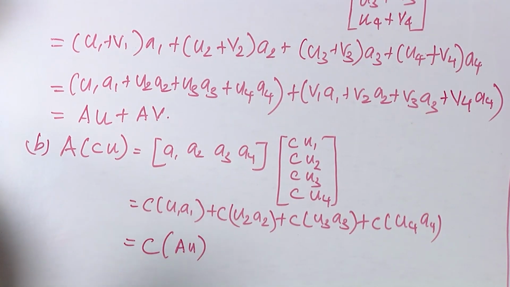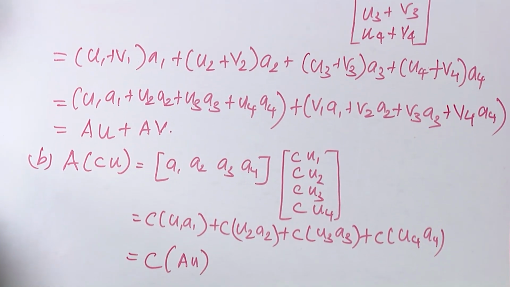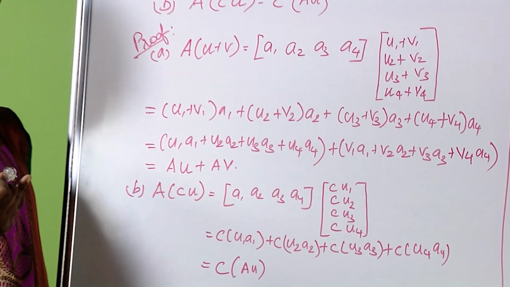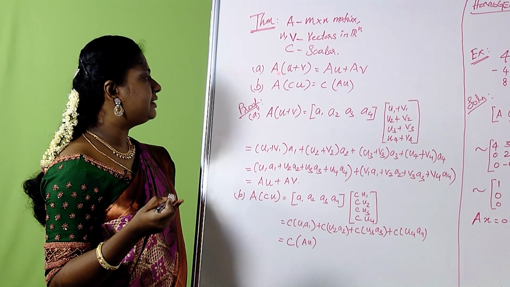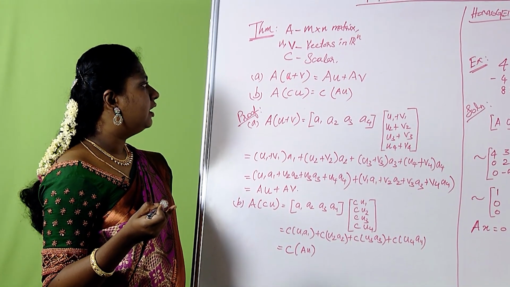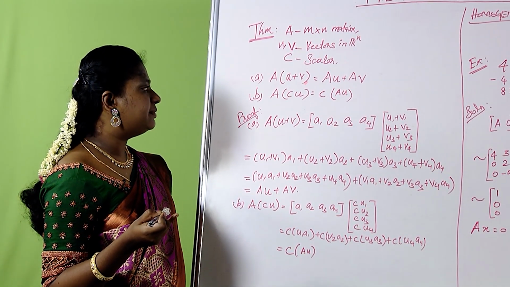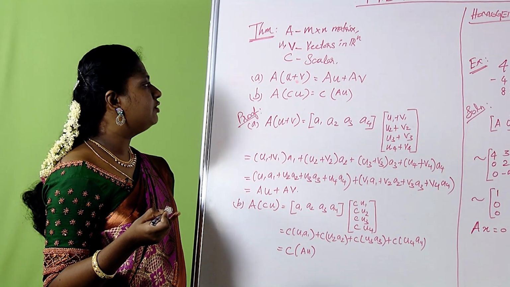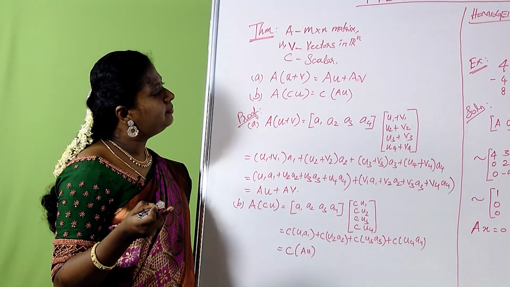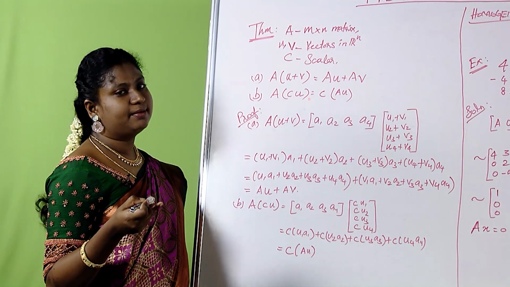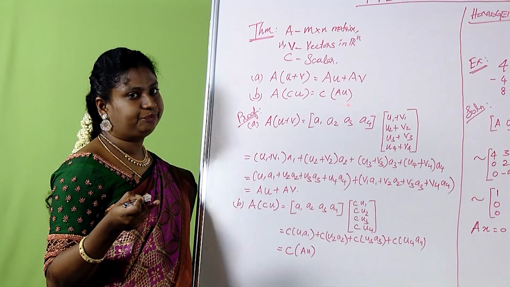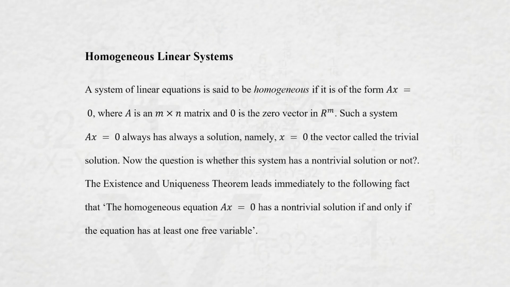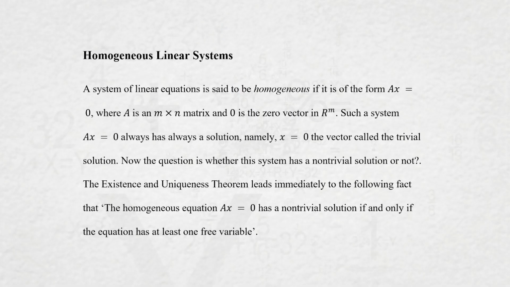So, from this theorem we have proved the linear property of addition and scalar multiplication, that is, a matrix multiplied by the sum of two column vectors can be split, A(u + v) = Au + Av, and for scalar multiplication, A(cu) = c(Au). Now, we shall see about homogeneous linear systems.